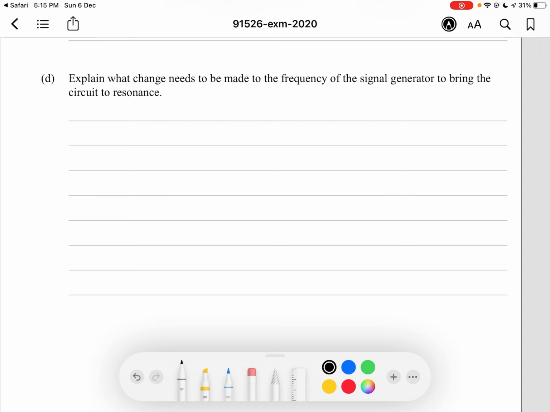The impedance of the circuit is just equal to the resistance of the circuit, and therefore, since the impedance is at the minimum, the current will be at the maximum. The RMS current will be at the maximum in the circuit.